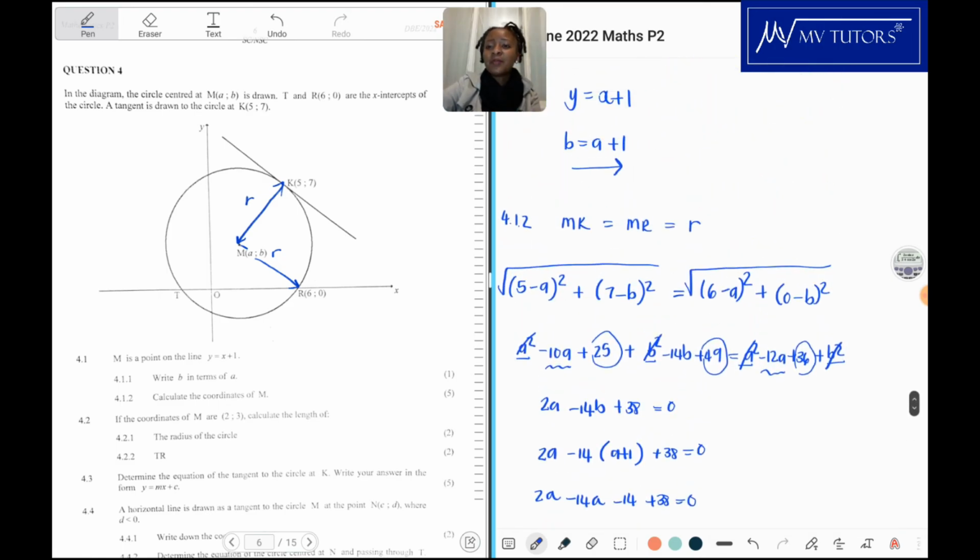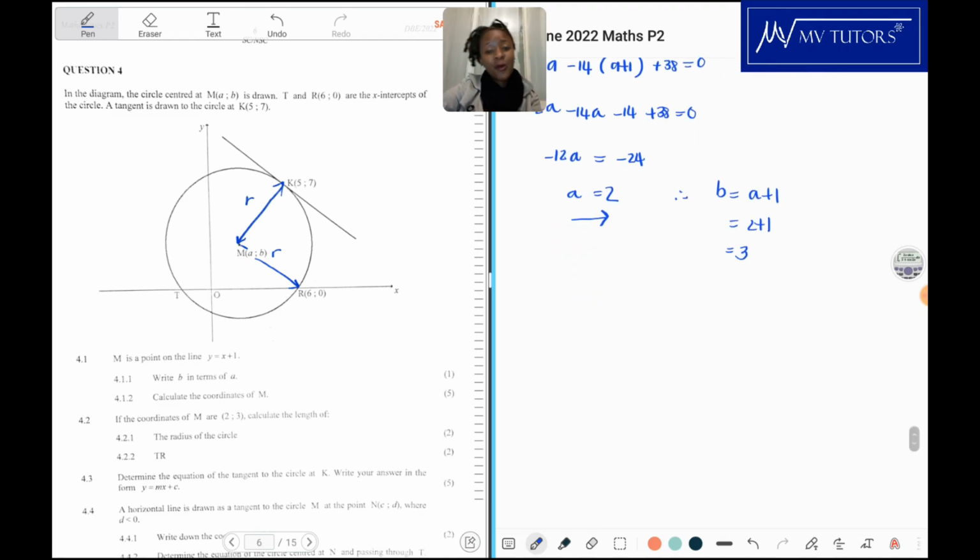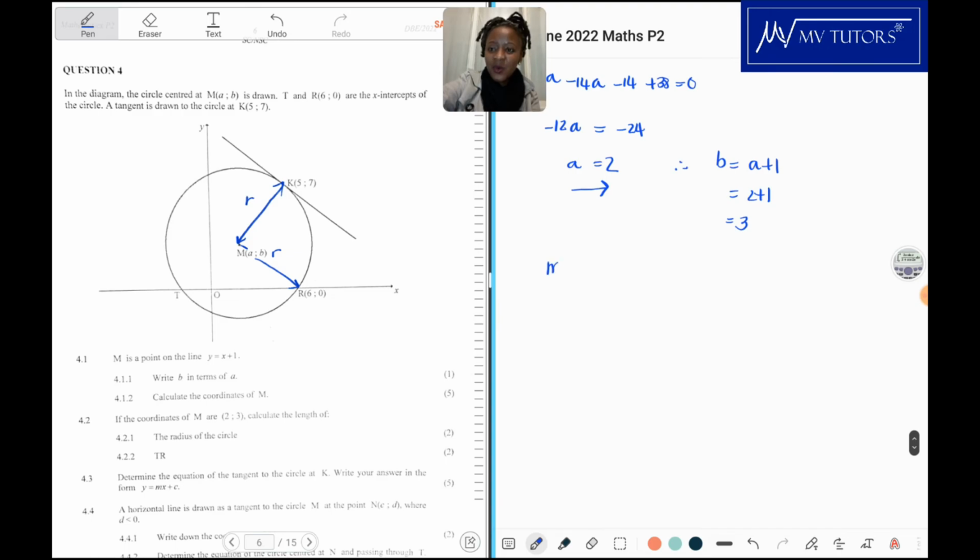And now I can get b. I know b is a plus 1. So b being a plus 1, it's going to be 2 plus 1, which is 3. Therefore, I can finally say the coordinates of m are 2 and 3. And then we can go over to question 4.2.